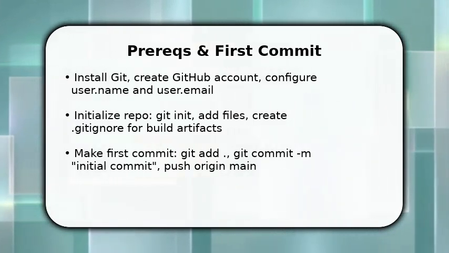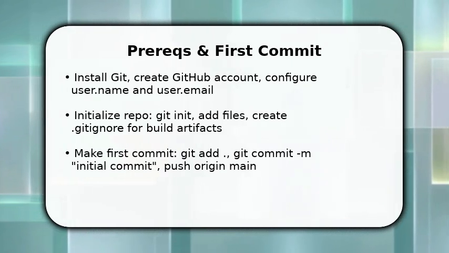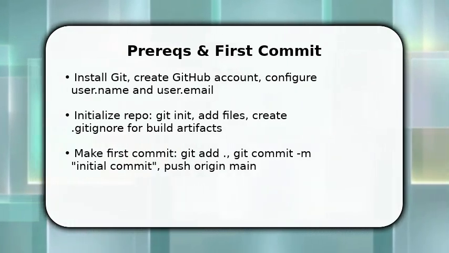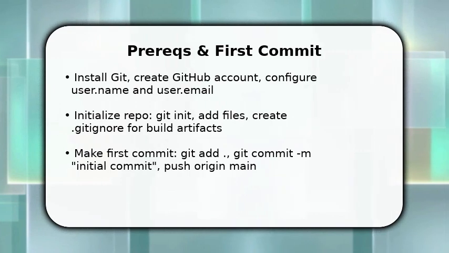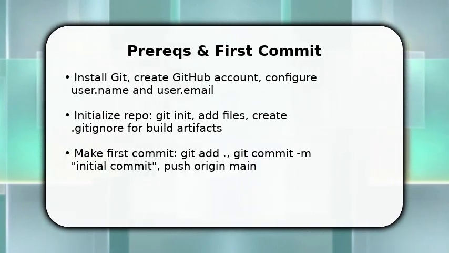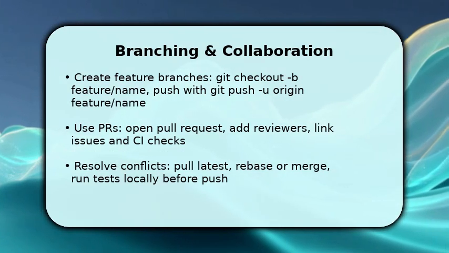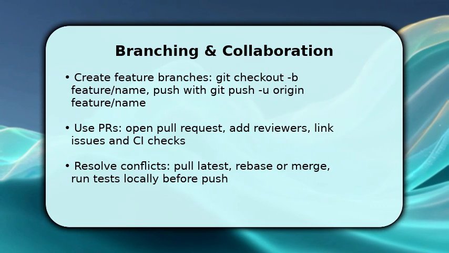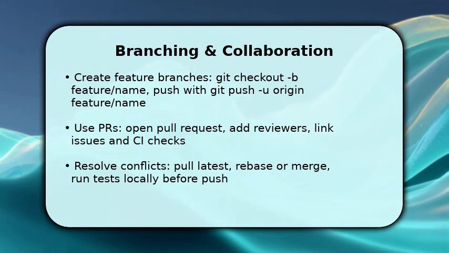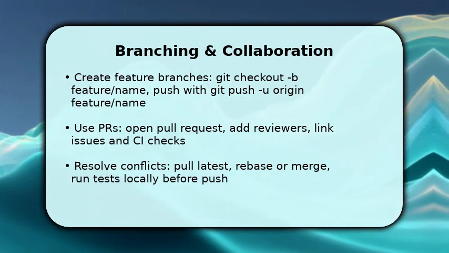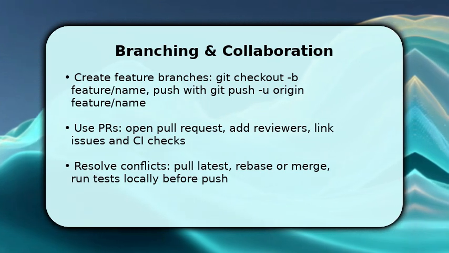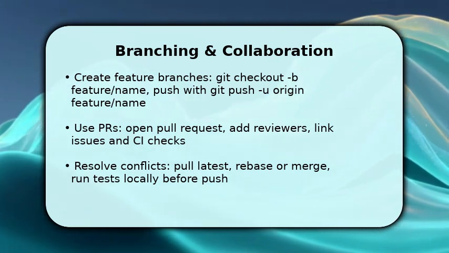Make sure your branch naming is simple and predictable so collaborators can find work easily. This first commit establishes history and keeps the project traceable. You should work in short-lived feature branches to isolate changes. Create a branch with git checkout -b, push it and open a pull request so teammates can review. Include issue numbers and context for faster acceptance.